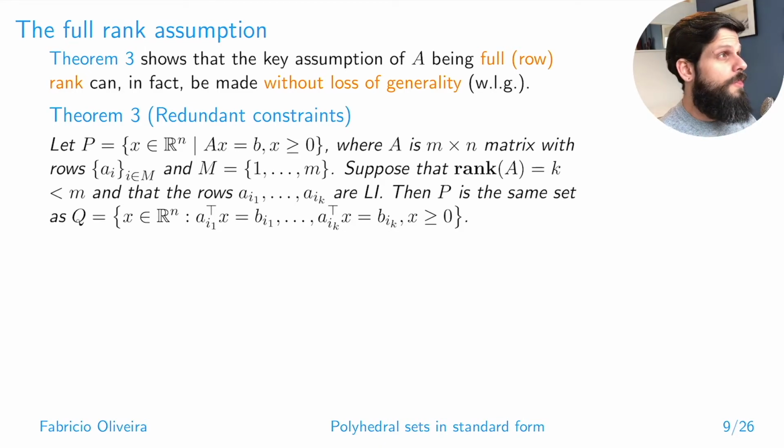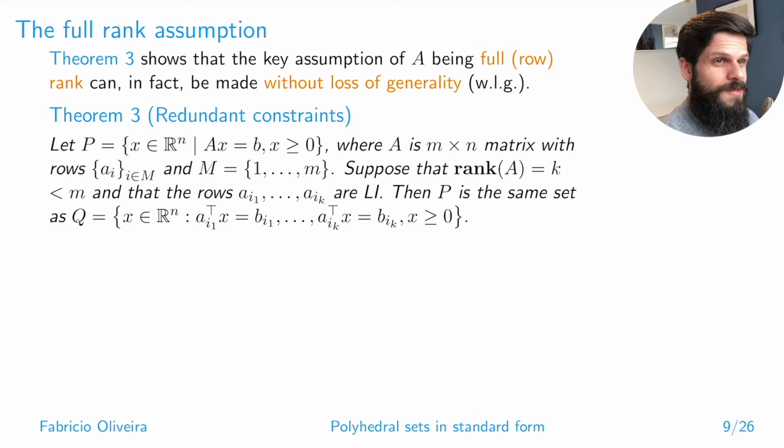Well, the mathematician's answer for this is nothing. It makes no difference. And that's exactly what Theorem 3 is about to show, that it makes no difference. If you have a linearly dependent row, the polyhedral set you're forming is exactly the same as you would get if that row wasn't there. Right? So it doesn't matter.